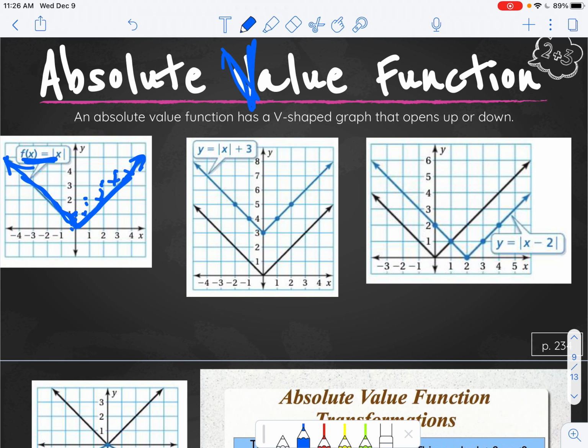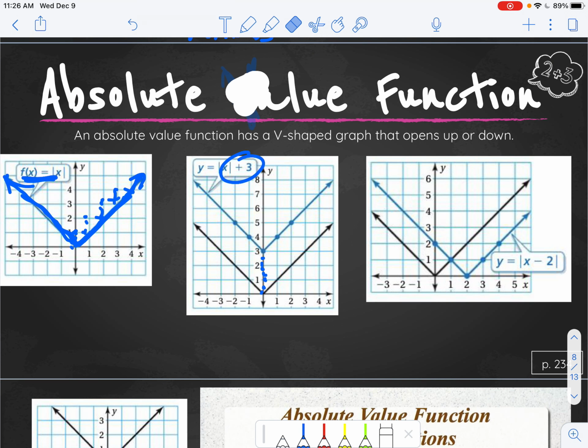Now really what we're going to look at is how an absolute value function shifts. How when we put numbers along with it, how does that change where our function goes or what our function looks like? So first, you can see out here when we add 3 to the outside of that absolute value function, that just moves our function up 3 spots.